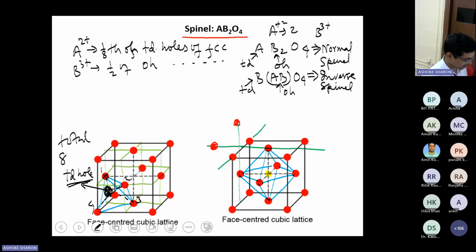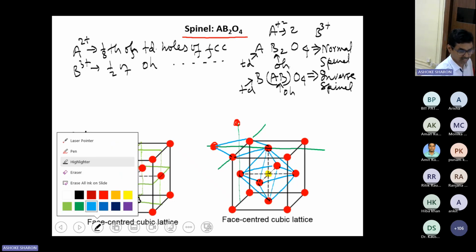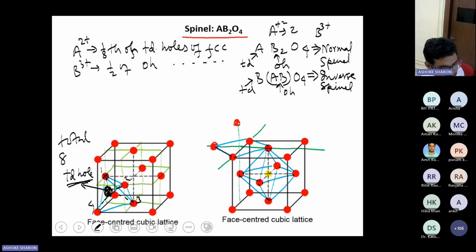So now what is this? This is a slightly different slide, otherwise both of them will be the same. So these, and these. Again, you see there is a point, this central point. There is again an octahedral hole.